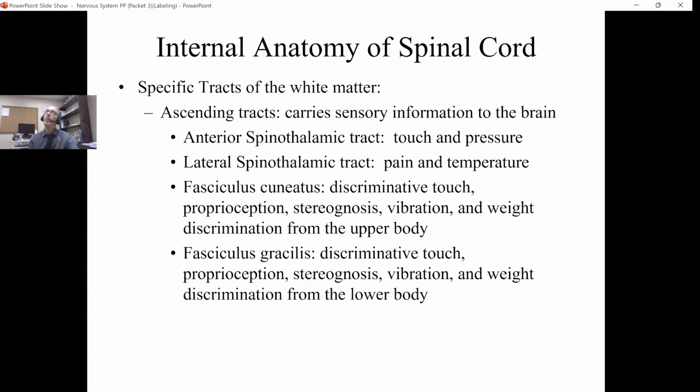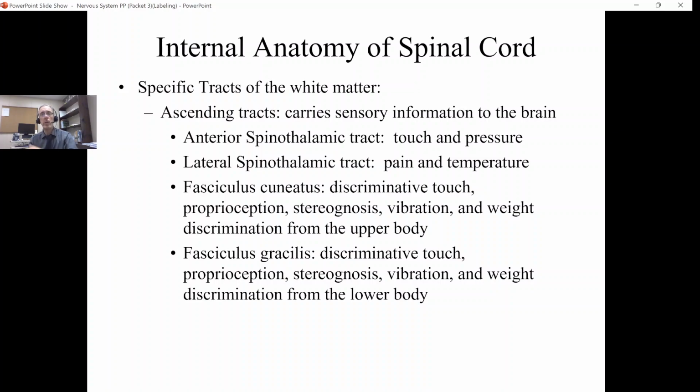Stereognosis is the ability to recognize something by feel. If I had you close your eyes, this is how we would test a patient. I have them close their eyes and then put a familiar object into their hand, and with their eyes closed, they feel it, not smell it or anything like that, just by feel recognize, oh, it is a key, or it's a coin, something familiar to them. That we call stereognosis. Again, these tracts bring that information to the brain so that the patient can make that determination as far as what it is.